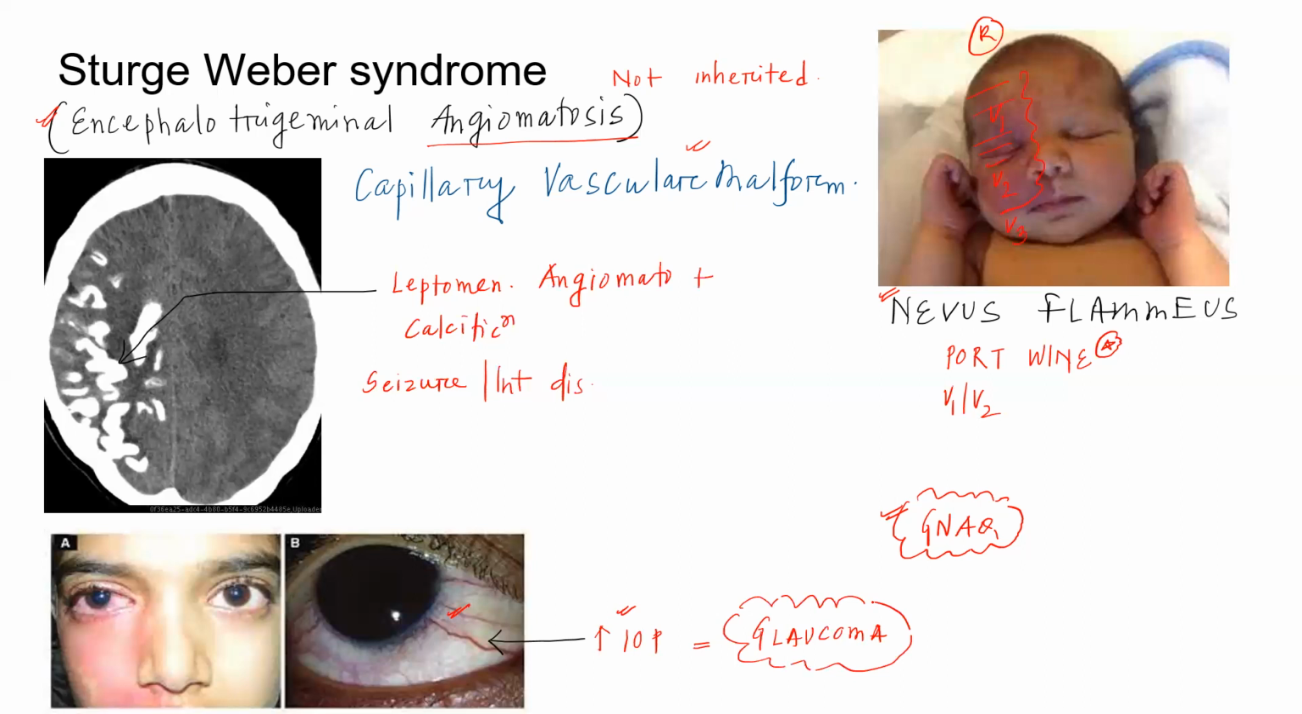So these are all the clinical features of Sturge-Weber syndrome, and you need to remember that it is not inherited. It is caused by somatic mosaicism in the GNAQ gene.